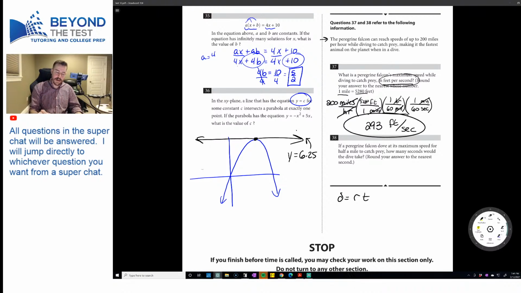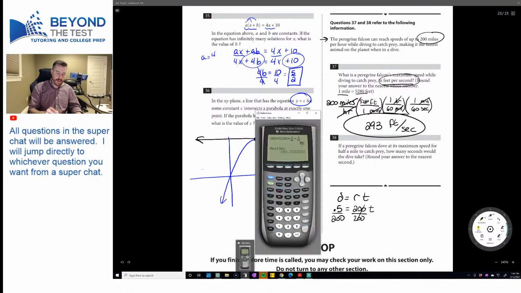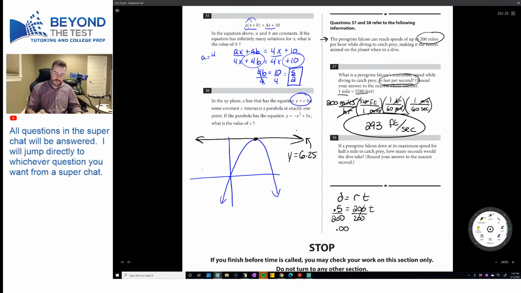The distance was half a mile, so we're going to do half a mile. And we know the falcon's speed is 200 miles per hour, so that's our rate. We're going to find the time. The only thing is this time is going to be in hours, because we have miles and miles per hour, but that's all right. So I'm going to divide this by 200. If we type in 0.5 divided by 200, that gives us 0.0025. But again, that's hours.